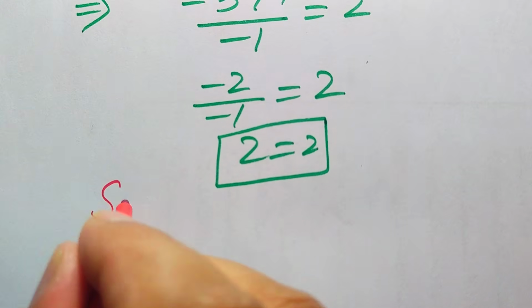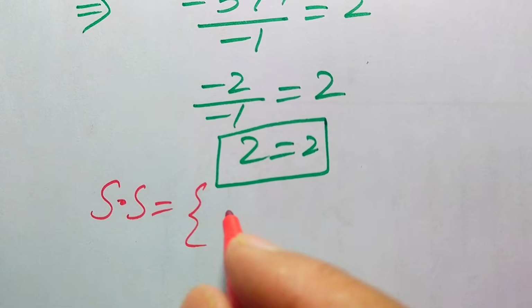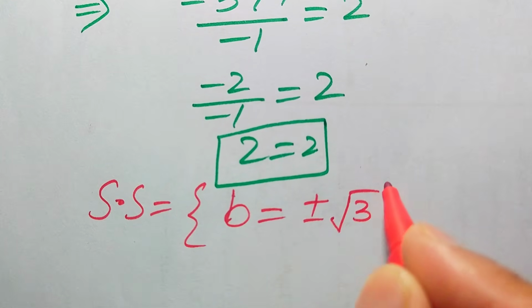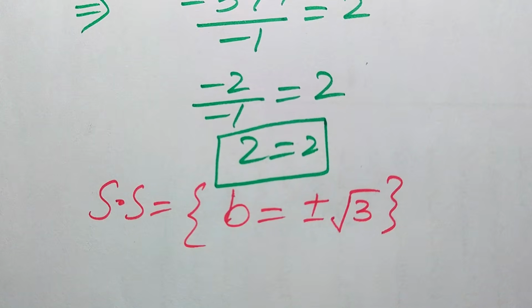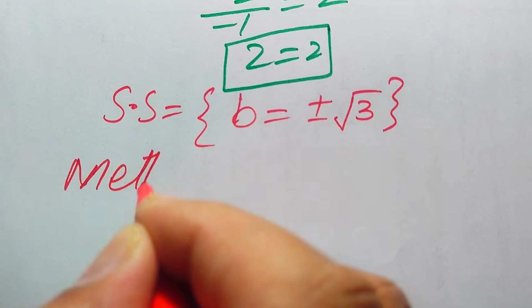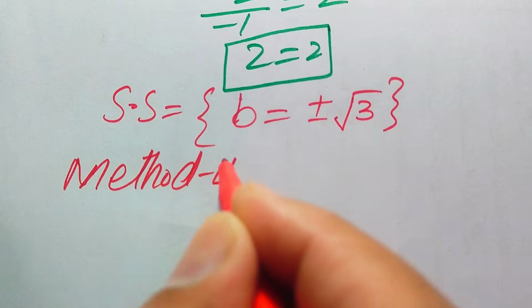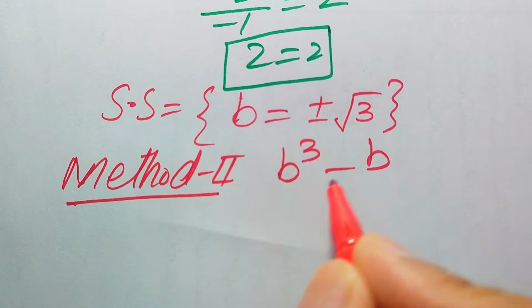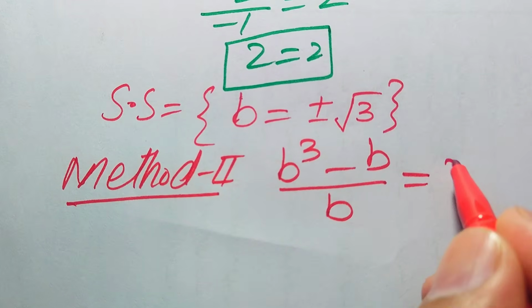So finally we have the solution set of this problem: b equals plus minus square root of 3. This is our final answer from the first method, and now we again solve this problem by the second method. For the second method, we need to copy down the given question statement. Here it is: b cubed minus b divided by b equals 2.